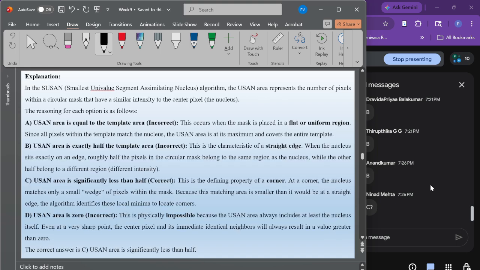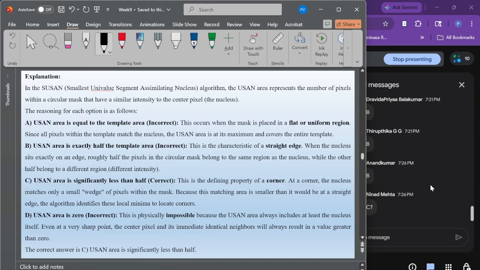Okay, so let's hear in detail. So in the SUSAN, that full form is the smallest univalue segment assimilating nucleus. So in the USAN algorithm, the USAN area represents the number of pixels within the circular mask that have a similar intensity to the central pixel, or you can say, to the nucleus. So here for each option we will just go through that.